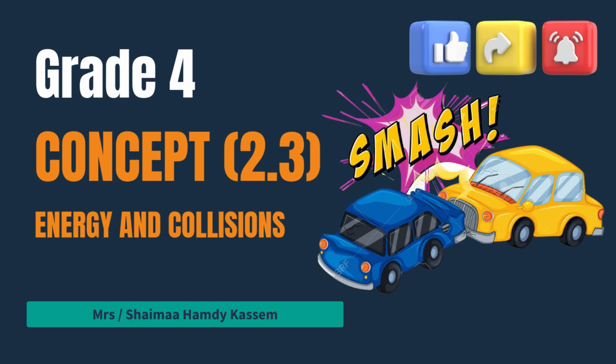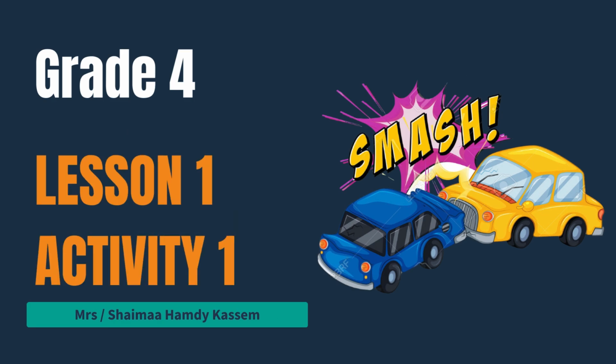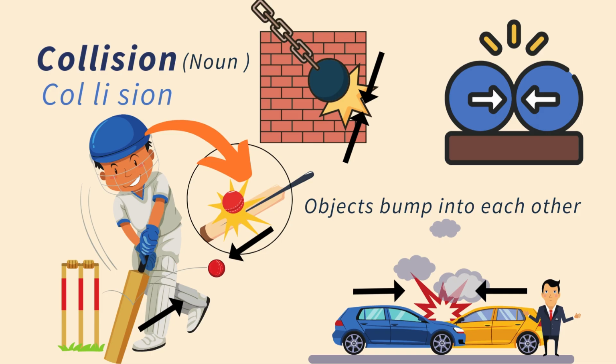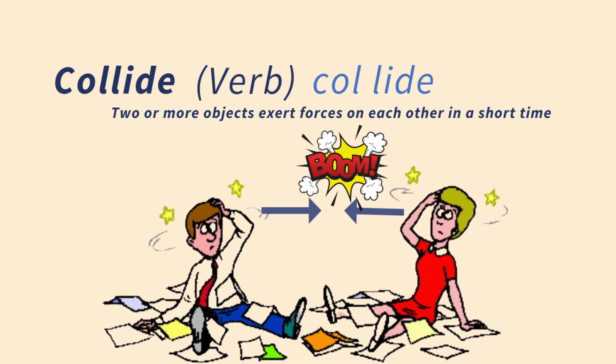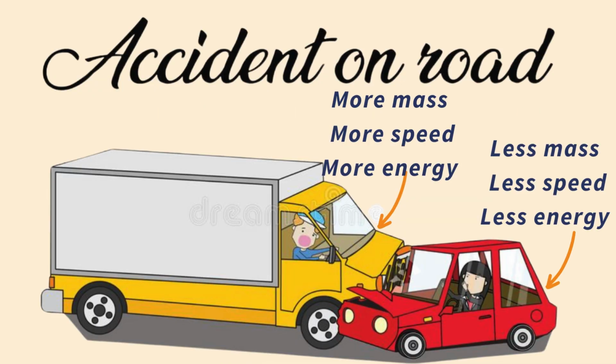We will go now to study lesson 1 from this concept. Lesson 1, activity 1. Here we have the word collision. This is a noun, and the verb is collide. Okay? So collision is when objects bump into each other like that. What happens to the energy when objects collide? We will see now, as here we have an accident on the road. We have a big, heavy truck that collides with a small car.